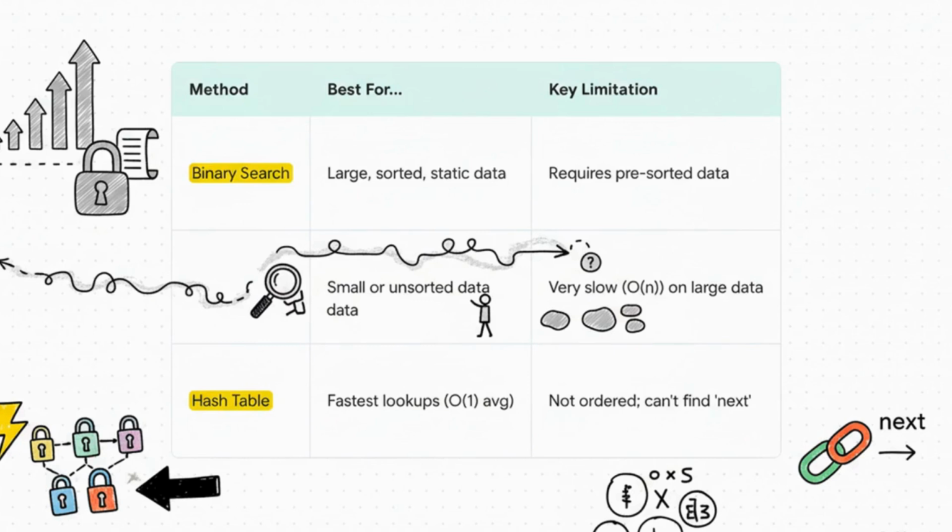This little table is a fantastic cheat sheet. If your data is large, sorted, and not changing all the time, binary search is your hero. If your data is small or it's not sorted, honestly, a simple linear search might be less of a headache. And if you need the absolute fastest possible lookups and you don't care about order at all, then you're looking at something like a hash table, which is a whole other beast. The key is picking the right tool for the job.